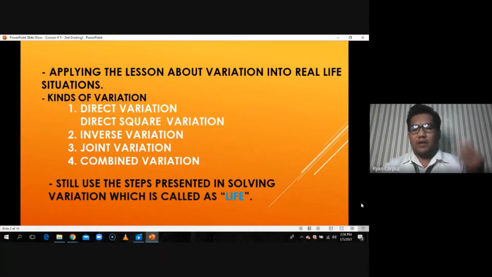Once you already have the value of K, that's the time that you are going to form the equation of variation. Once you form that equation of variation, it is to be used in the fourth step. And E stands for equation form is to be used for us to find the unknown. So they go in order. First step, translating.